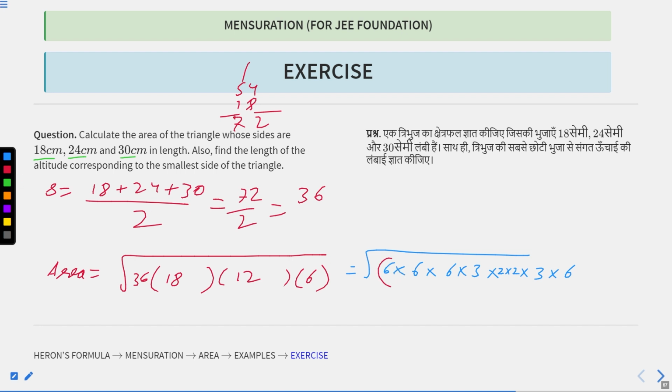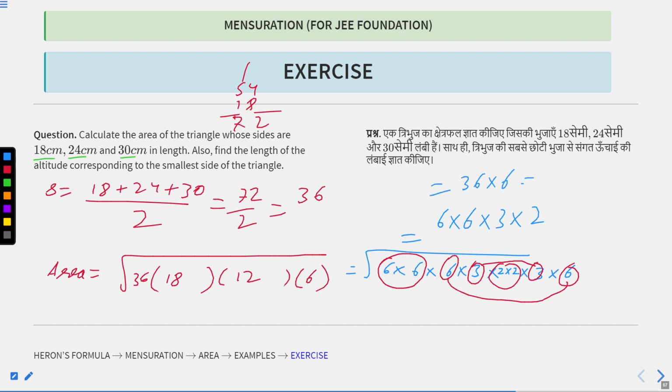Try to see that I have two pairs of 6, one pair of 3 and one pair of 2. So I have two pairs of 6, that means 6, one pair of 3 and one pair of 2. So the final answer for the area is 36 times 6, which is 216 centimeter square. I hope the calculation for the area is clear to you.